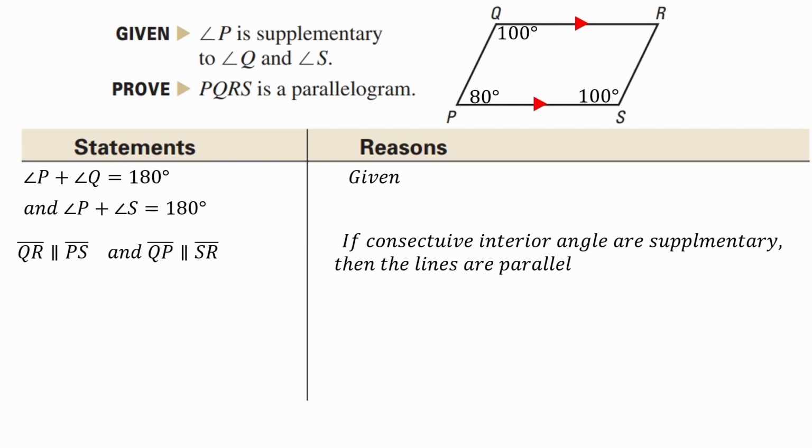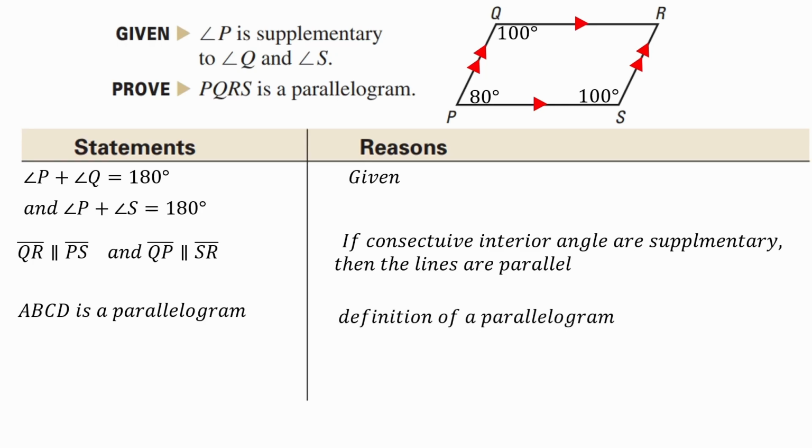That is just from chapter 2, where we know that for parallel lines, the consecutive interior angles are supplementary. So line QR is parallel to PS, and QP is parallel to SR. I show that with the two red arrows. So I have two pairs of parallel lines, and that's all I need. So I can just say PQRS is a parallelogram based on its definition.